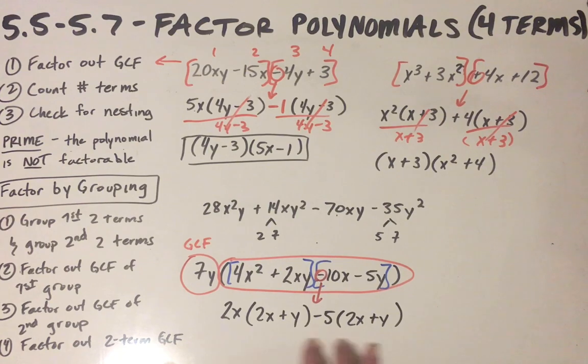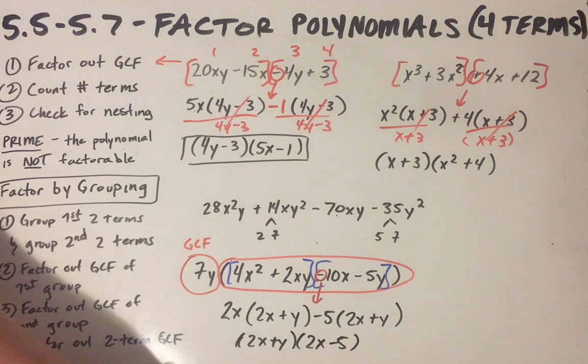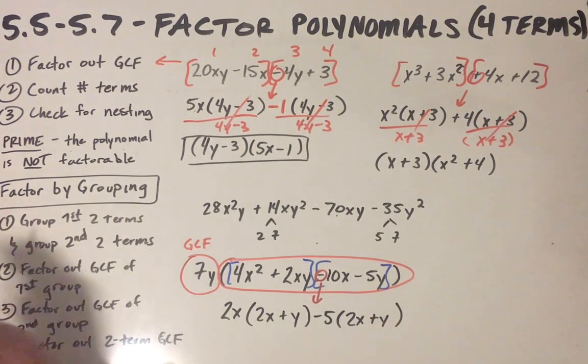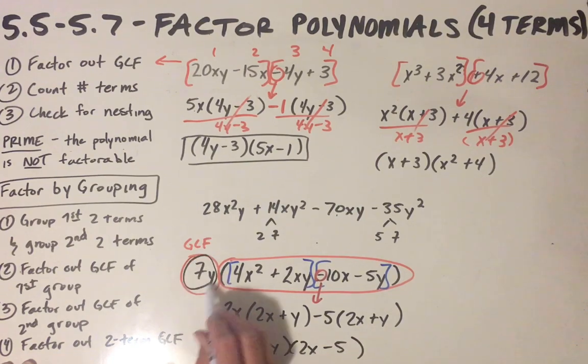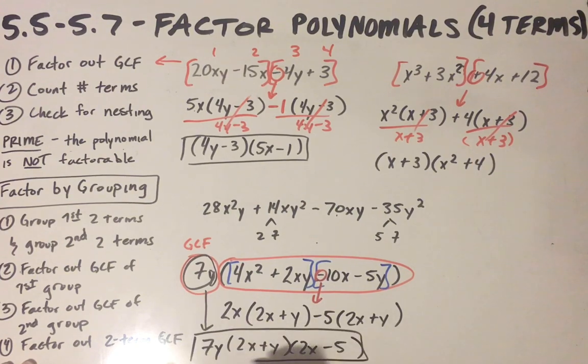Now I'm going to look at these two terms, and I'm going to say, oh, yeah, they both have a 2x plus y in common. And what is left here is a 2x minus 5. That was really sloppy. When I divide out the 2x plus y, what's left right here is 2x, and what's left right here is a minus 5. So this is factored completely, but I also have to include my GCF in the factor completely. Okay, so this is factored completely.